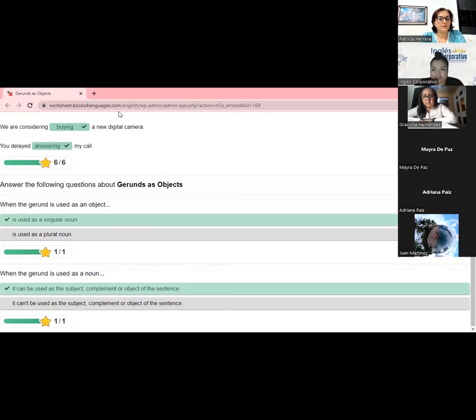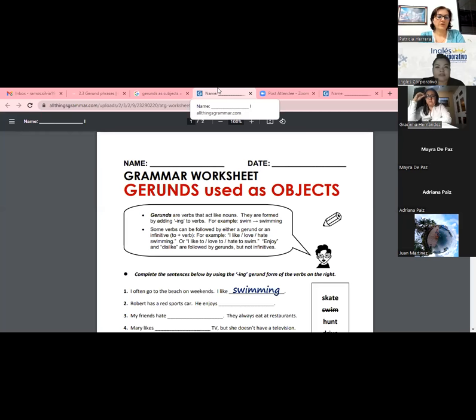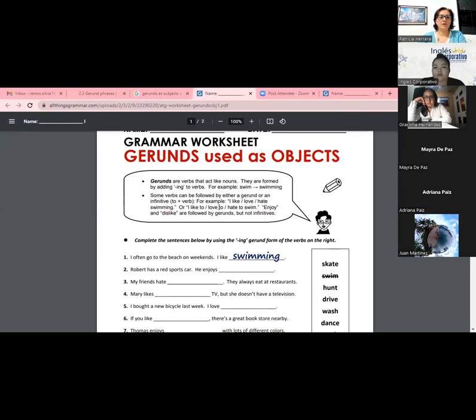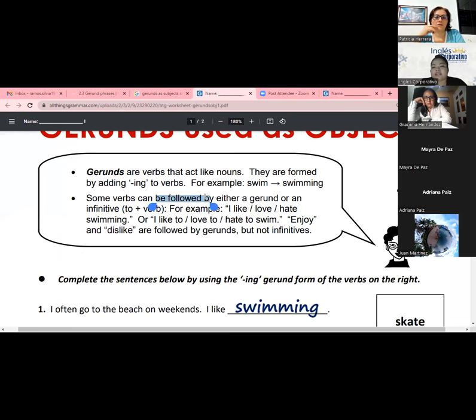We have the first exercise, okay? The first one. We're gonna do another one, but this one is going to be divided. Let me show it to you. Right, we have here gerunds as objects. Right now we're focusing on objects. We have some explanation. But something important: some verbs can be followed by either a gerund or an infinitive. Remember infinitives. You saw infinitives already, like, love swimming, right?